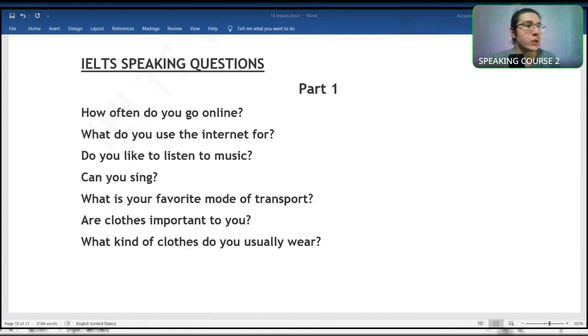The first question is, how often do you go online? So remember, these are all part one questions. The person who is responsible for question number one, please start writing down the vocab. Let's get into it. How often do you go online?